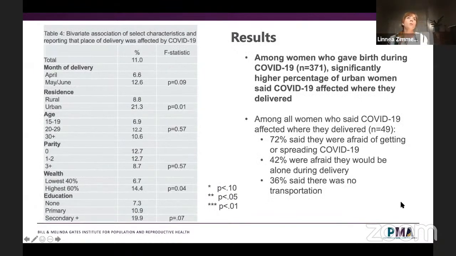So finally, we wanted to look at whether or not women reported that COVID-19 had influenced where they gave birth. Among women who gave birth during the COVID-19 period, so the N is 371 women, significantly higher percentages of urban women said that COVID-19 affected where they delivered. That's 21% in urban areas versus 8% in rural areas.